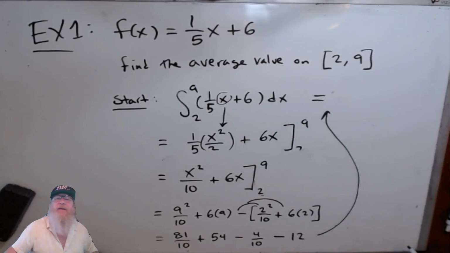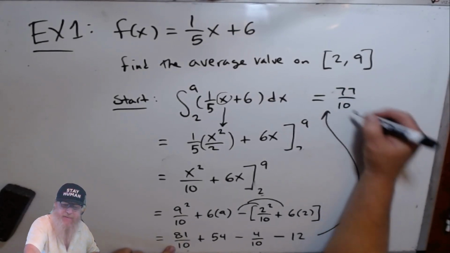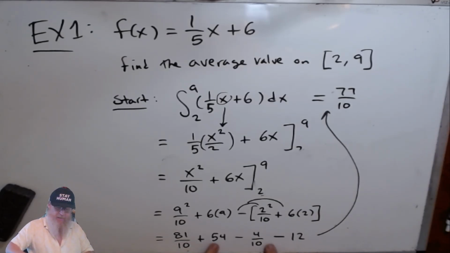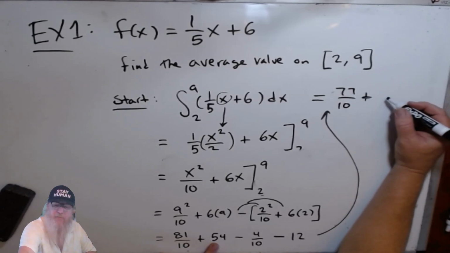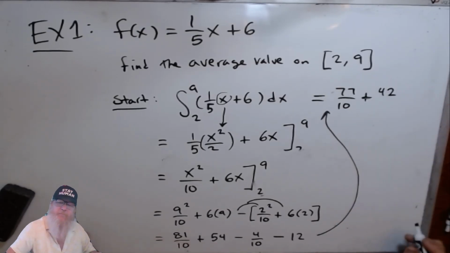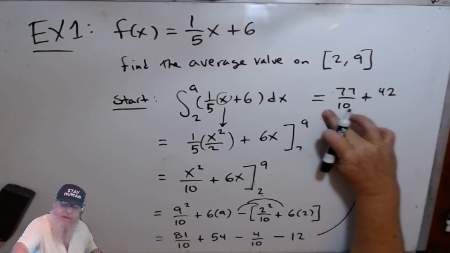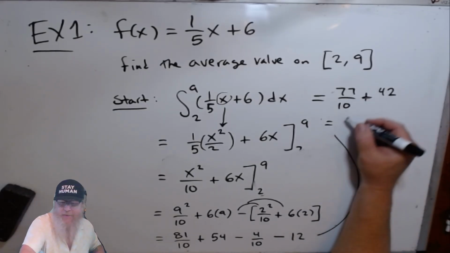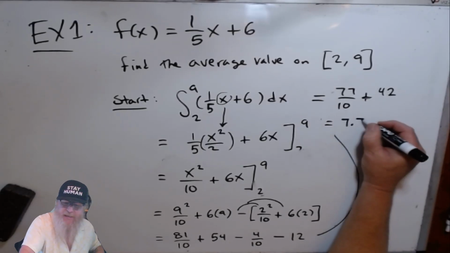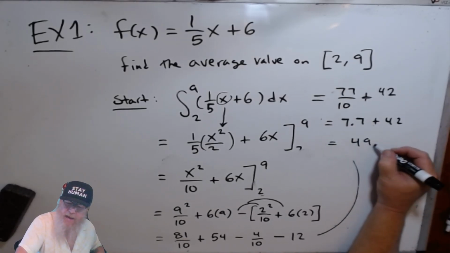Let me come up here to put my final answer. I've got 81 tenths minus 4 tenths, so that'll be 77 tenths. And then I got 54 minus 12, which is, what's 54 minus 12? 42. I'm going to switch over to decimals now. Round to the nearest tenth, so I don't need to round this. 77 tenths is just 7.7. So I'm going to get 49.7.